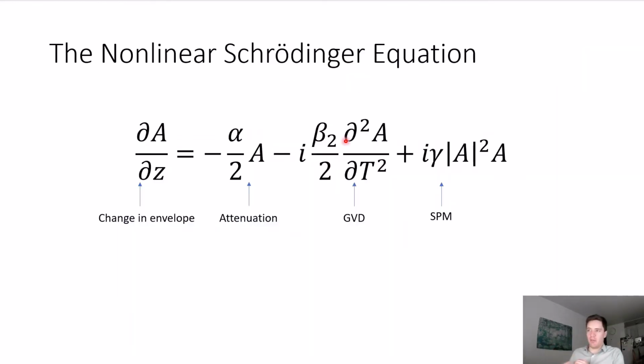In order to model all of these effects, we need what's called the nonlinear Schrödinger equation, and it describes how the envelope changes based on the attenuation, the group velocity dispersion, and the self-phase modulation. Now, this is kind of a tricky equation, as you can probably see, so let's try and look at these individual terms in isolation without considering the other ones, in order to get a better feel for how they operate.